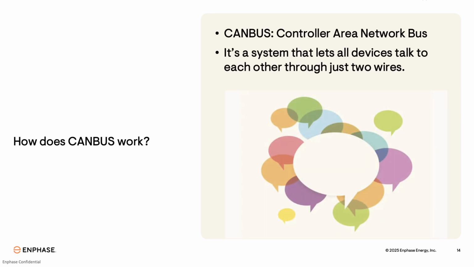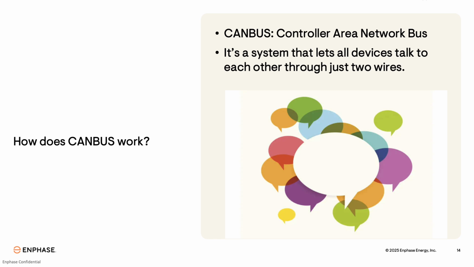Imagine a group chat for your Enphase devices. All of the devices are in the same group chat. Messages have an ID, so each device knows if it should listen. If the message is important, like to go off-grid, it gets priority and goes through first. If two devices try to talk at once, CANBUS sorts it out. Higher priority messages win, and the others wait their turn. This all happens in milliseconds, super fast, super reliable. This protocol is used with the third and fourth generation Enphase system.